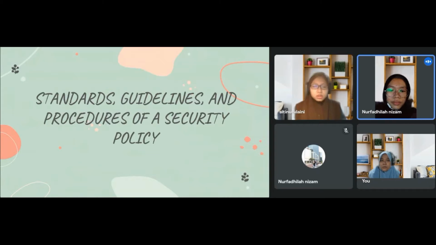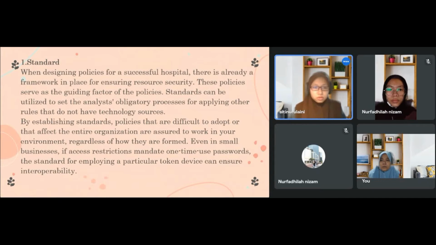Okay, next. Next is standard guidelines and procedures of a security policy. First is standard. When designing policies for a successful hospital, there is already a framework in place for ensuring resources security. These policies serve as the guiding factor of the policies.